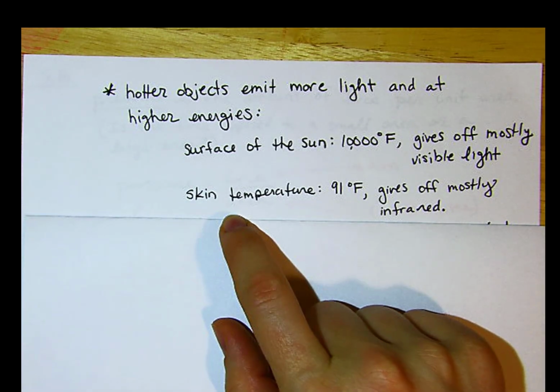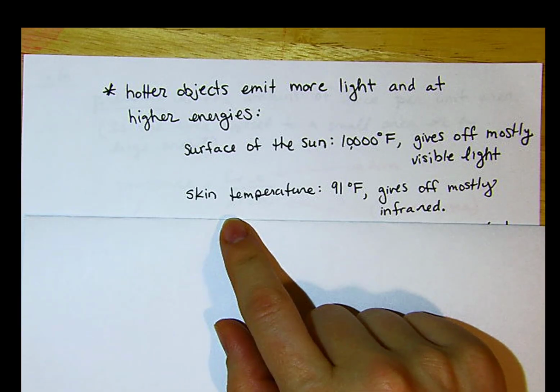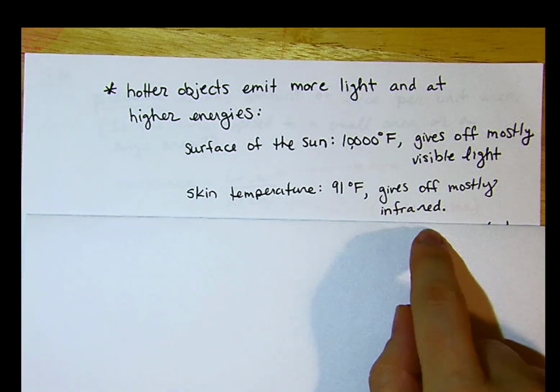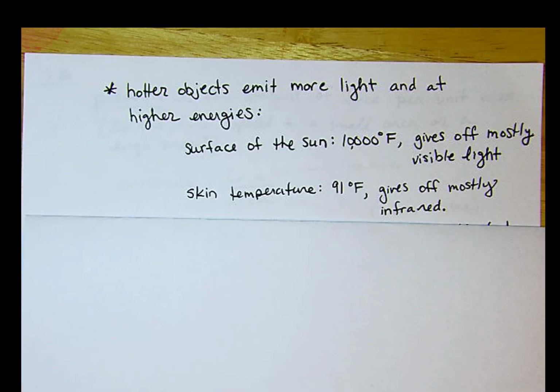My other example is skin temperature, which is 91 degrees Fahrenheit. And that gives off mostly infrared. Our skin is cooler. We're not going to glow red or orange like a light bulb. Our skin will just reflect some light.